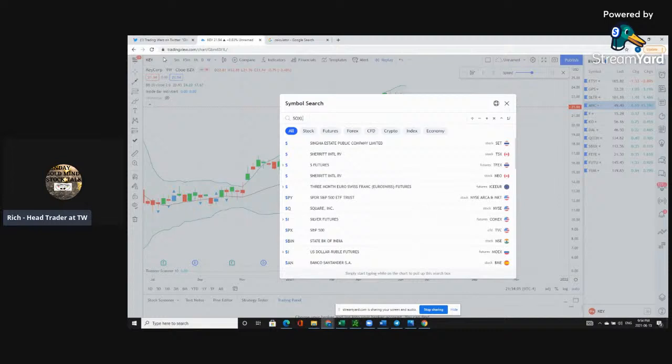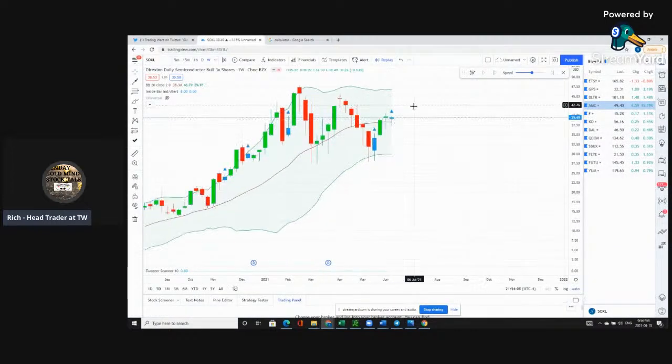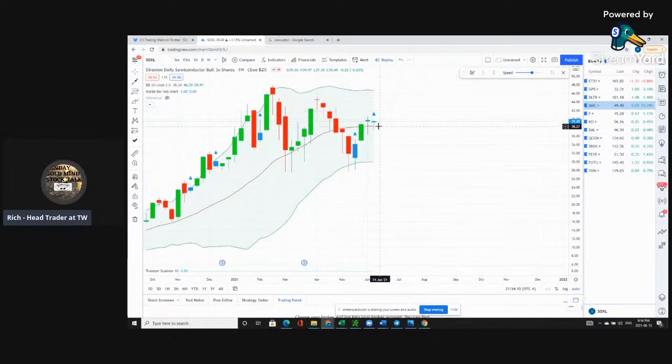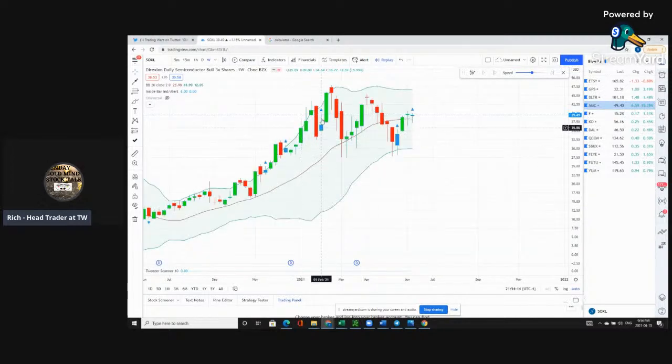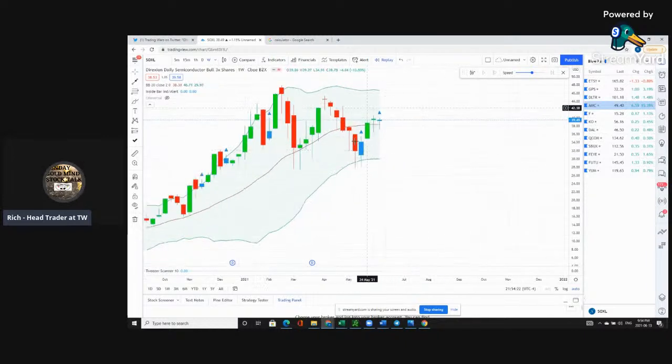SOXL. So nice inside bar right here. So very semiconductor bull 3x share. So obviously high risk, but look at these inside bars in the past. That's a very nice winner. That's a nice winner. This one also, if you keep the order open, that's a nice winner. That's a nice winner. So 4 for 4. All right. So same thing. Take the break above, take the break below, see where it takes you. All right. Just, if it doesn't work, take a stop loss.